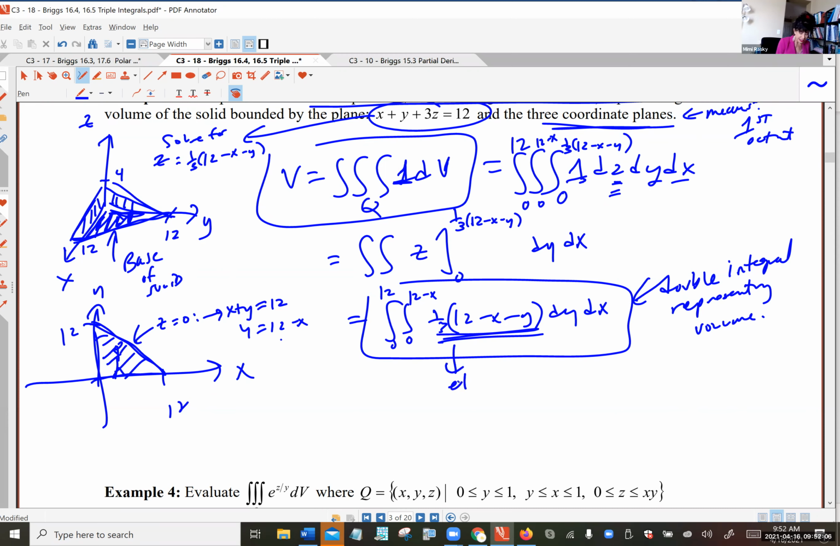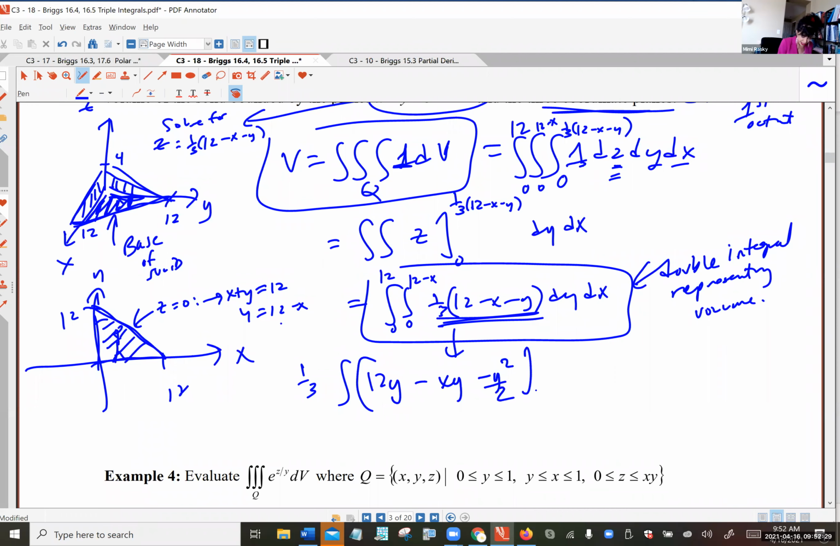I'm just going to say et cetera here, because this is going to get kind of messy. The final integral is going to get so messy. Hang on a second, let me take that back. Let me go ahead and finish this up. I'll pull the 1/3 out. So you're going to get 12y minus xy minus y squared over 2, and you're going to evaluate this between 0 and 12 minus x.